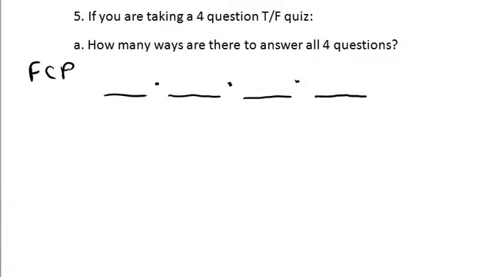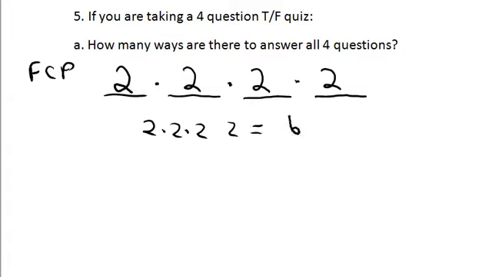Now, a true-false test only has 2 possibilities for each answer. So there are 2 possibilities for the first question, either true or false. Same 2 for the second question, same 2 for the third, same 2 for the fourth. So 2 times 2 times 2 times 2 by the fundamental counting principle is 16. So there are 16 different ways that you could give your answers to a 4-question true-false quiz.